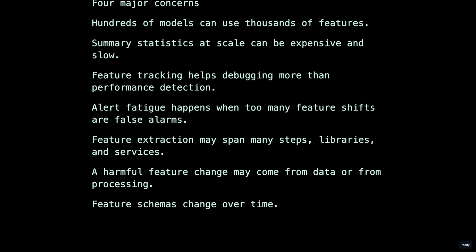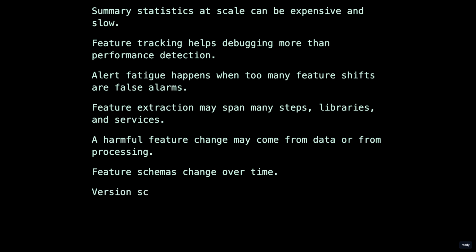Schemas are not fixed forever. When the definition of a feature changes, your monitoring needs to know which version it is comparing against, or the alert will be misleading. Without schema versioning, a valid new schema can look like a broken old one. That makes it important to tie each monitored feature back to the expectation it should actually follow.